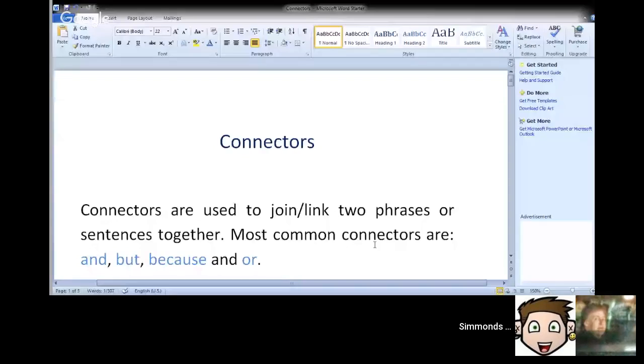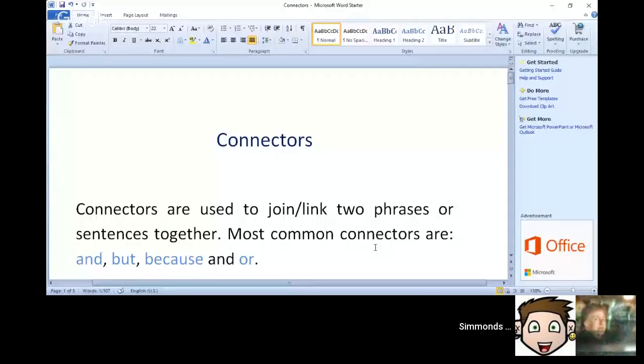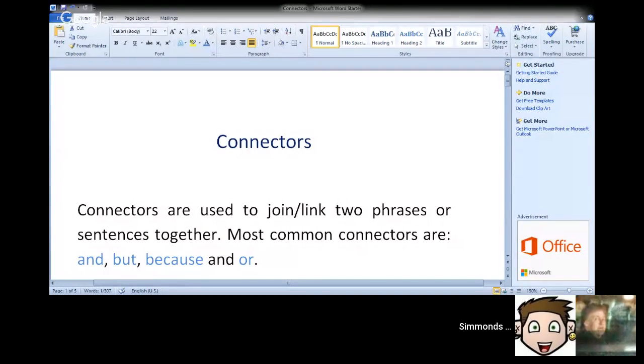All right, so let me go ahead and share the little presentation I have for you. And so this is what I have here. Connectors. They're used to join or link two phrases or sentences together. Most common connectors are, can you see this? Is it too low? Okay, good. Common connectors are and, but, because, and, or, okay? And as you can see in that sentence, and we are using as a connector. It's connecting all those four words together, okay?